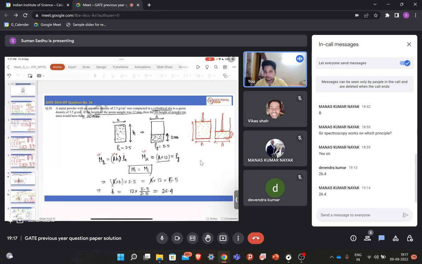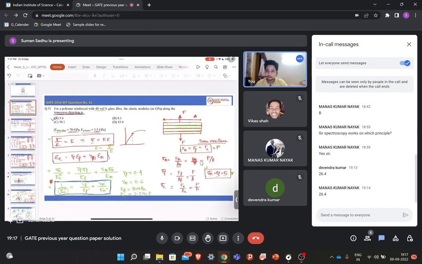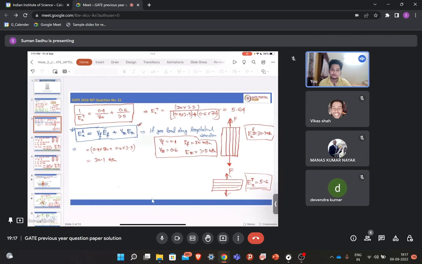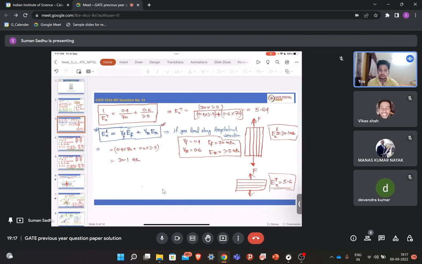So we have solved three questions today. One is this elastic modulus calculation, which we calculated in both the transverse direction and the longitudinal direction. And what we found is that the elastic modulus in the transverse direction is less than in the longitudinal direction. That means your composite is stronger in the longitudinal direction than in the transverse direction. So this was the first question.